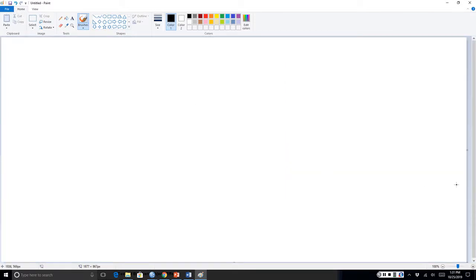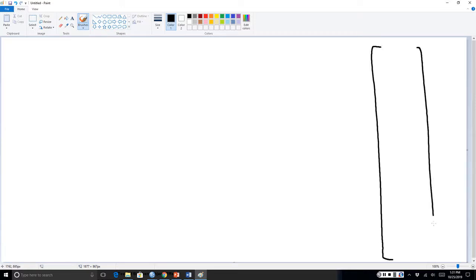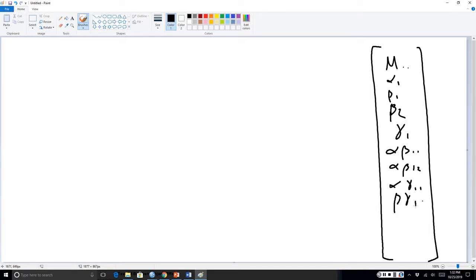So if we want to remember what we had in our, here, right? So we had mu dot dot, right, which we'll always have. We had alpha 1, we had beta 1, and beta 2. I can't write very small, but that's beta. And gamma 1. Alpha, beta, 1, 1. Alpha, beta, 1, 2. Alpha, gamma, 1, 1.